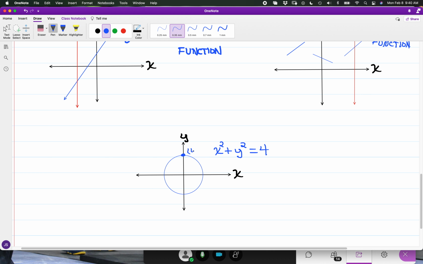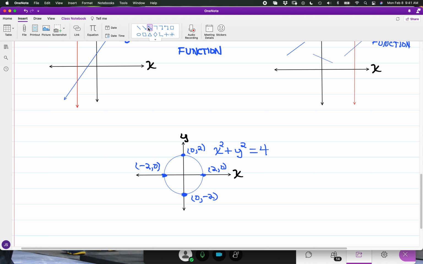If you were to throw in any points, you have like (0, 2), (2, 0), (0, -2), and also (-2, 0). I'm just giving you a little bit of Math 172, but bringing it back down to Math 171 terms, whether we have a function or not.